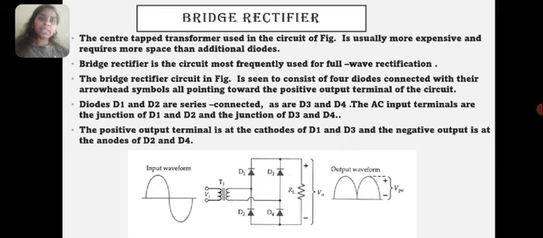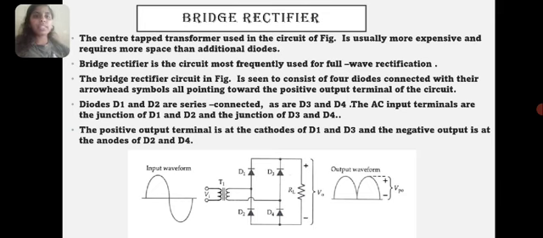Next is the bridge rectifier. The center-tap transformer used in the circuit of the figure is usually more expensive and requires more space than additional diodes. The bridge rectifier is the circuit most frequently used for full-wave rectification. The bridge rectifier circuit in the figure is seen to consist of four diodes connected with their arrowhead symbols all pointing toward the positive output terminal of the circuit.